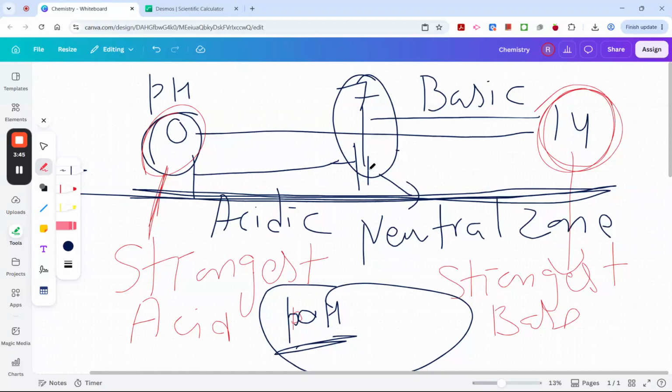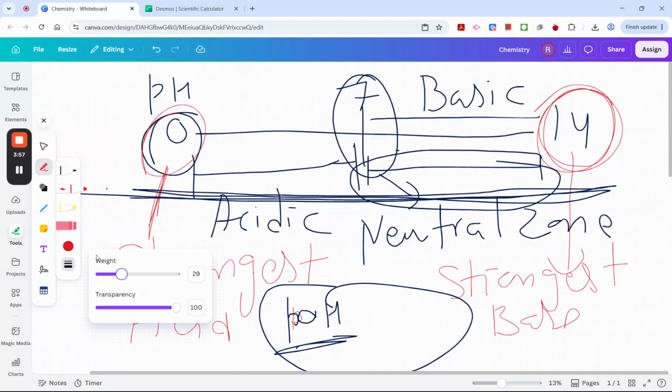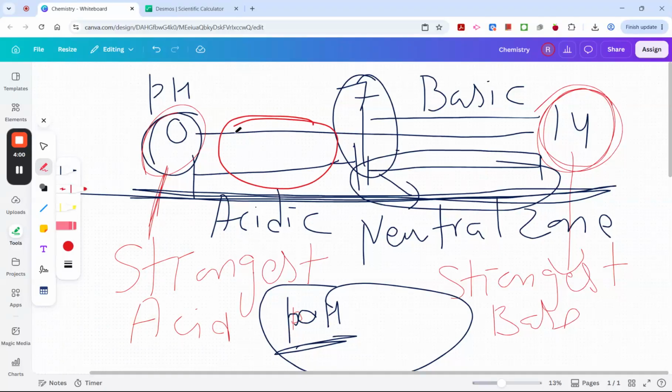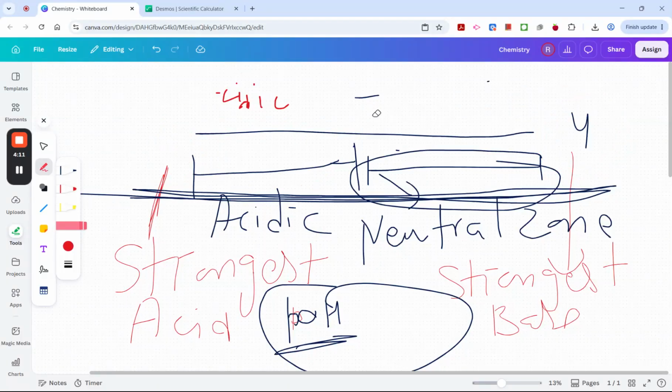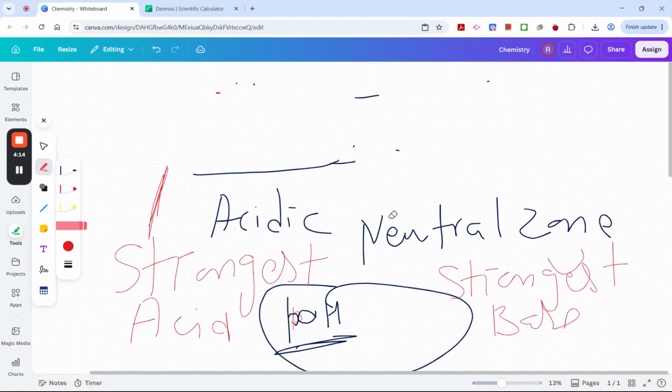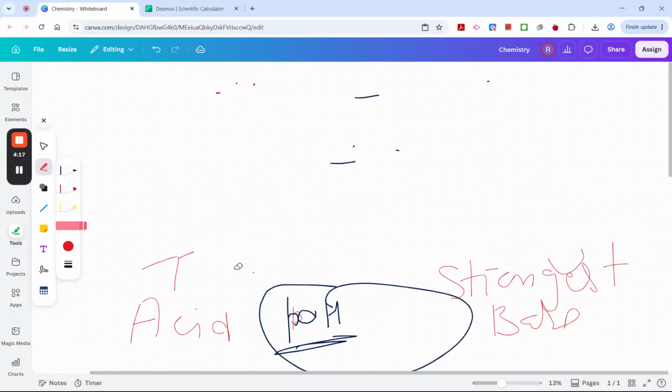I'm repeating one more time. If your value ranges from 7 to 14, then it's basic. And if your value ranges from 0 to 7, then I'm talking about acidic values. So first, it should be very clear how to use this scale. All right, let's go with the calculations. Keep your scale up. I will redraw the scale so that you can relate your calculations to it.